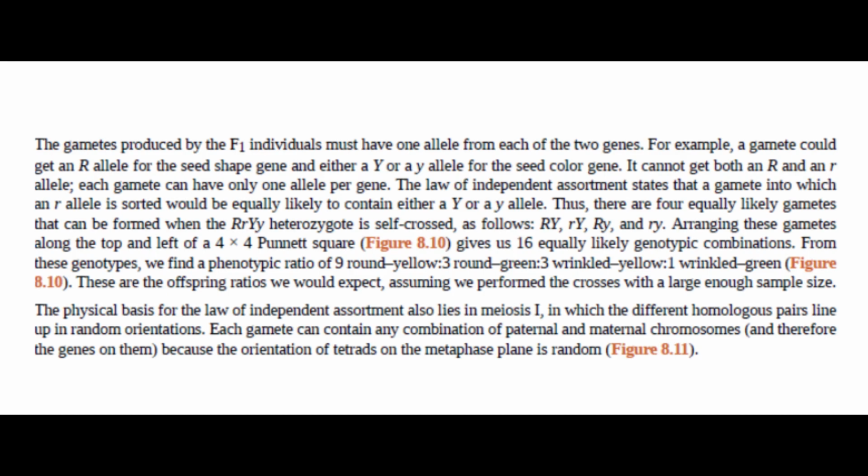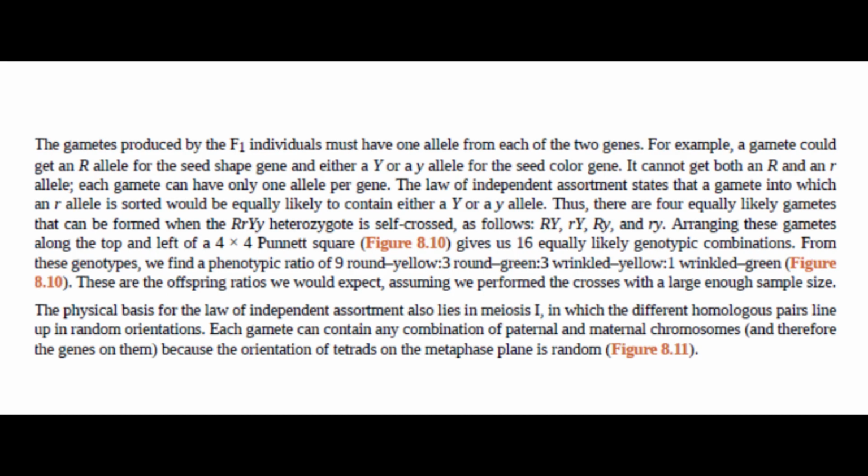The law of independent assortment states that a gamete into which an R or lowercase r allele is sorted would be equally likely to contain either a capital Y or a lowercase y allele. Thus, there are 4 equally likely gametes that can be formed when the capital R, lowercase r, capital Y, lowercase y heterozygote is self-crossed as follows. Here it is: capital R capital Y, lowercase r capital Y, capital R lowercase y, and lowercase r lowercase y.